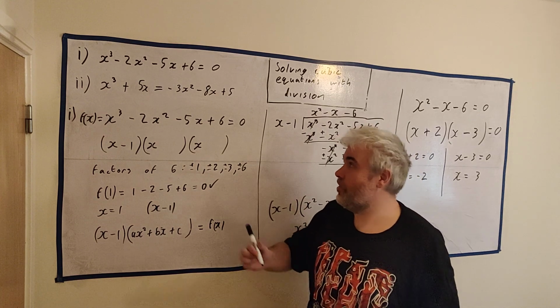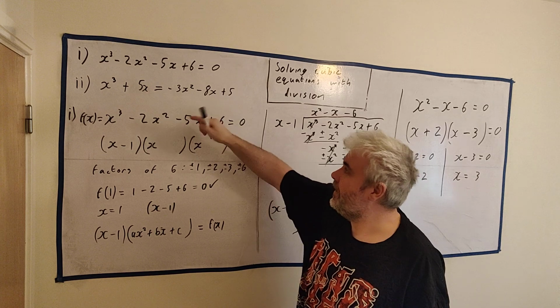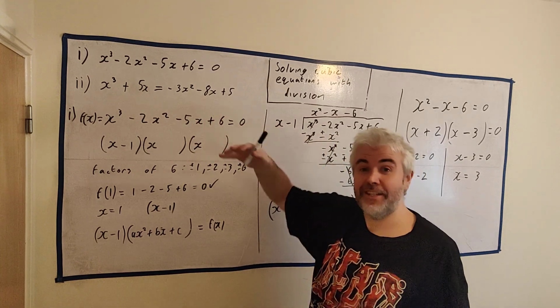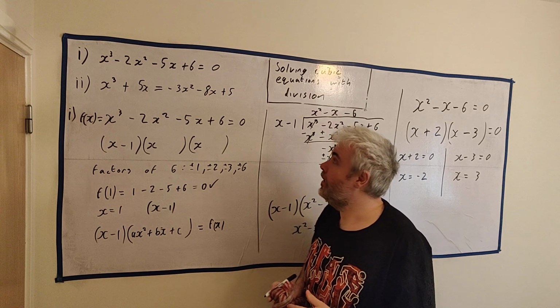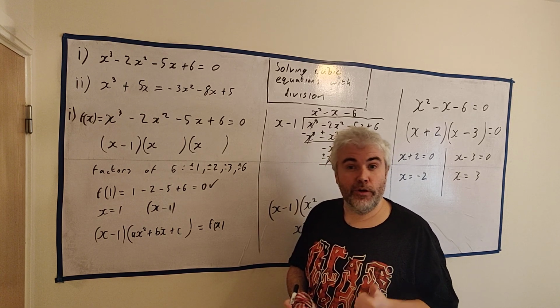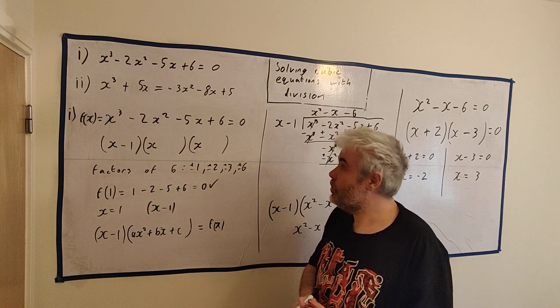Look for the factors of the constant number. In this case, the constant number will be minus 5. It's actually a little easier. The only factors of minus 5 are 1, minus 1, 5, and minus 5. So give that a go.